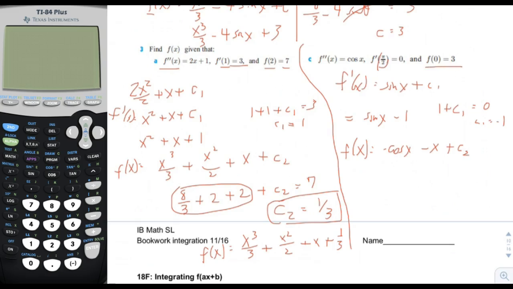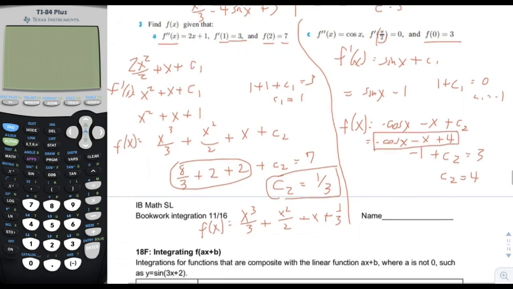Then I'm going to use this relationship here. If I put 0 in for the x, then I should set that equal to 3. So cosine of 0 is 1. So it'd be -1 minus 0 plus c2 equals 3. So c2 is equal to 4. So we could rewrite this. We could write negative cosine x minus x plus 4. Okay, and that's it for page 10.